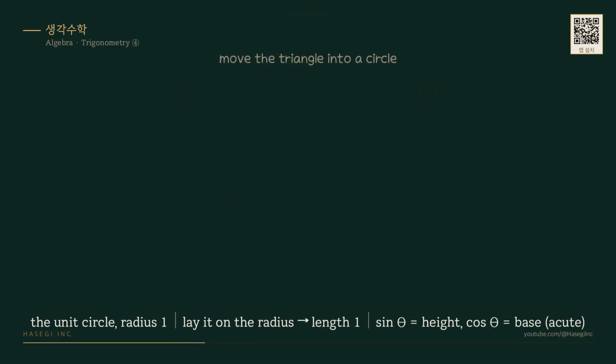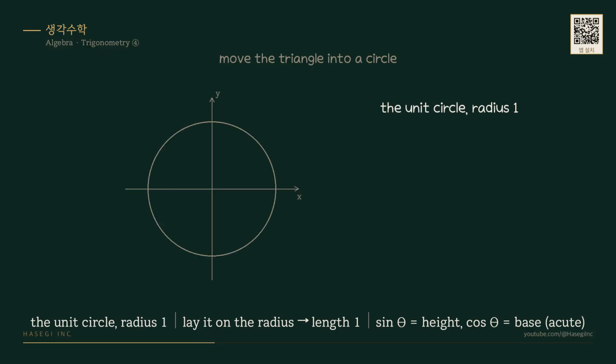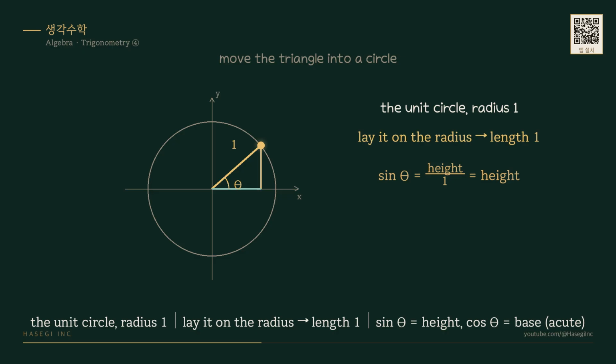So we move the triangle into a circle of radius 1, the unit circle. Lay the hypotenuse along the radius and its length becomes 1. Then sine is the height over 1, which is just the height, and cosine is the base over 1, which is just the base. The division has vanished.